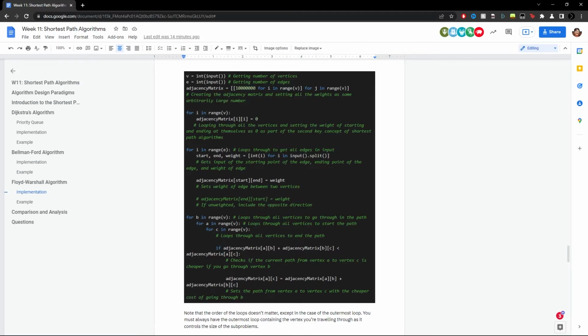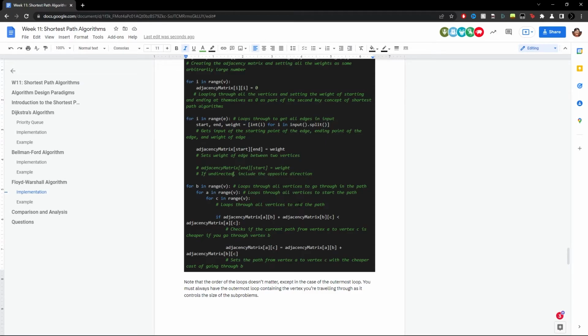All right. Now I loop through all the edges to get input. So I get input for the starting position, the end position, and then the weight. And then I set the adjacency matrix from the start to end to equal the weight. And if it's undirected, so this should be undirected, include the opposite direction. So adjacency matrix of end to start equals the weight.